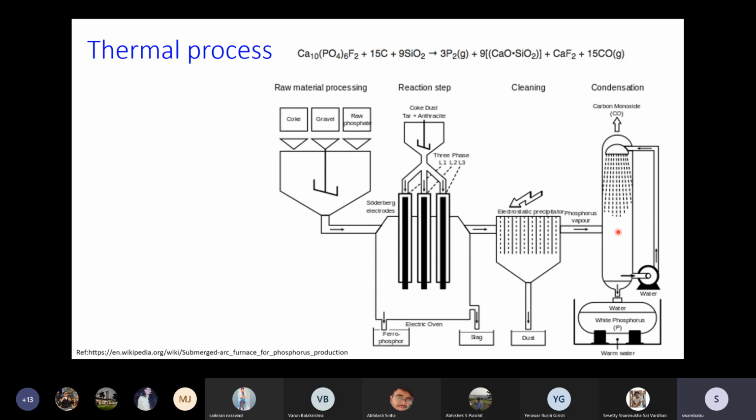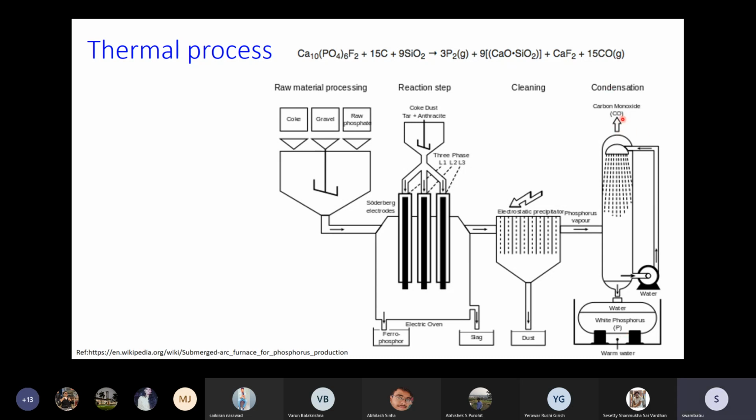The phosphorus vapors, as soon as they come in contact with water here, will convert into very fine particles, and those particles are collected like in a scrubbing. We have carbon monoxide and phosphorus vapors. As soon as we spray the water from the top, the phosphorus vapors convert to phosphorus particles, whereas carbon monoxide will not change, will remain in gaseous form, and the carbon monoxide will leave.